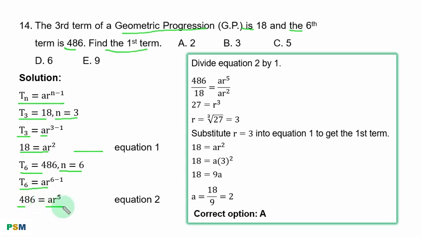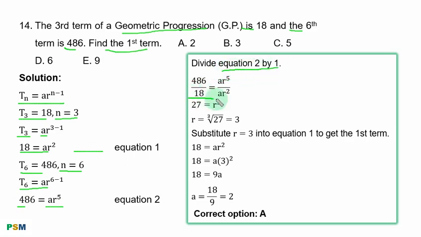You call that equation 2. There is no way you can get a directly. You have to find the common ratio first before getting the first term. So divide equation 2 by 1 side by side.